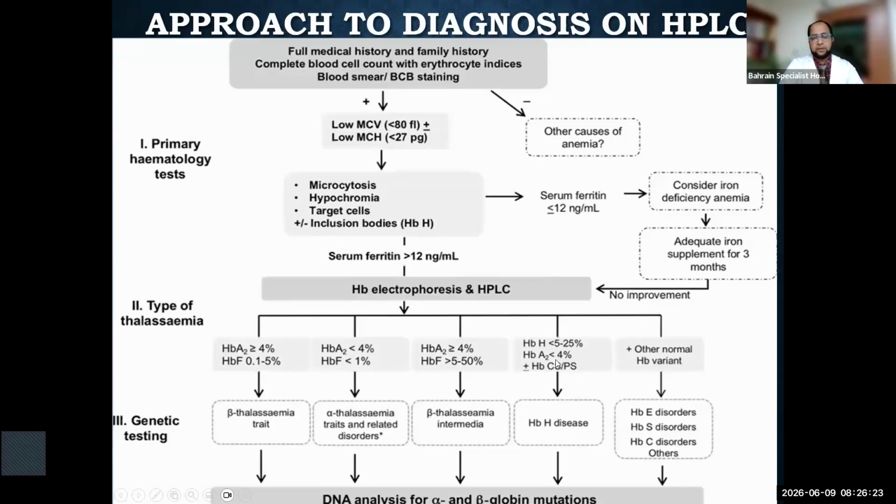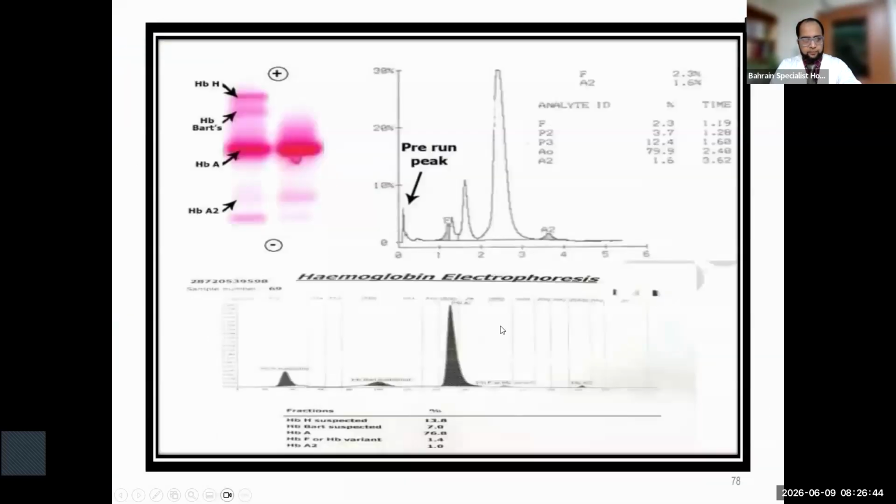And how is HbH seen? There is a small peak in the initial phase. Because the peak is very small, in a few cases it might be missed, but HbH we can confirm with reticulocyte brilliant cresyl blue staining also. So this is the peak which I was talking about, the pre-run peak of HbH.